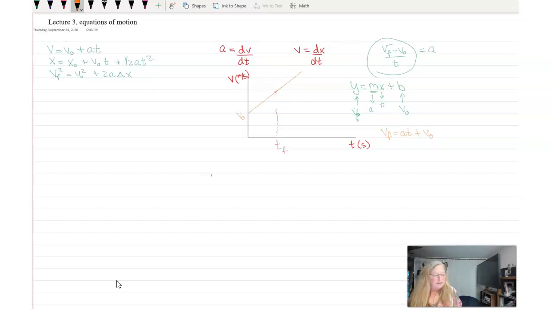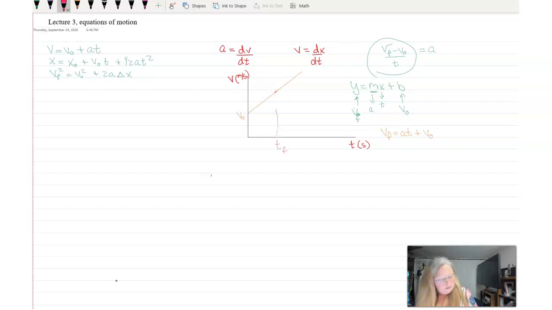So let's see if that makes sense. That says if I start off with some initial velocity and I'm accelerating, then my final velocity is going to be this added piece of speeding up, plus the initial. I'm going to be going faster when all is said and done, unless my acceleration is in the opposite direction of the velocity, in which case I'd be slowing down. So there we have it. Oh, that looks just like this.